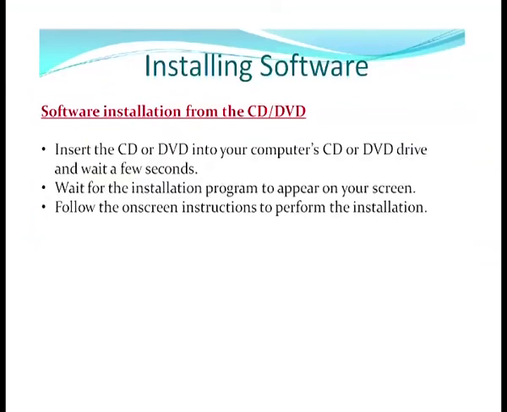Other than apps, you might need to install certain softwares. Say suppose you are into photo editing, you want to install Photoshop, or you want to install some game or some particular application that might be available on a CD or a DVD, or that might be needed to be downloaded from the internet. Say you are purchasing an antivirus software that can be downloaded from the internet. So either of the methods can be used to install a software.